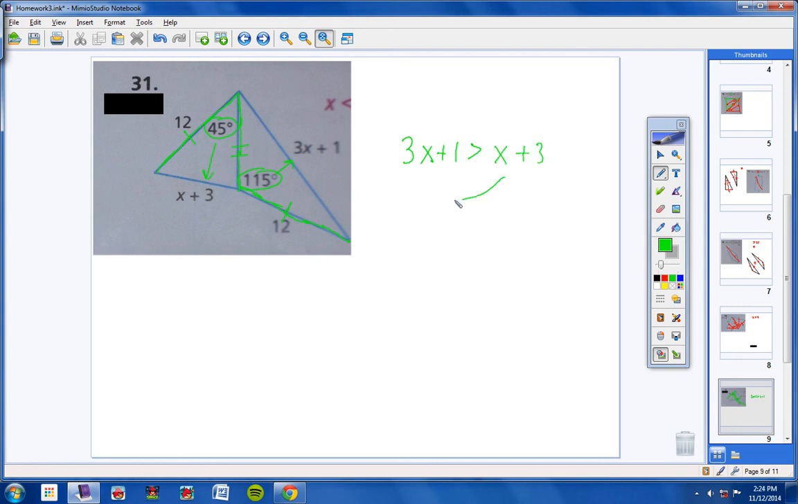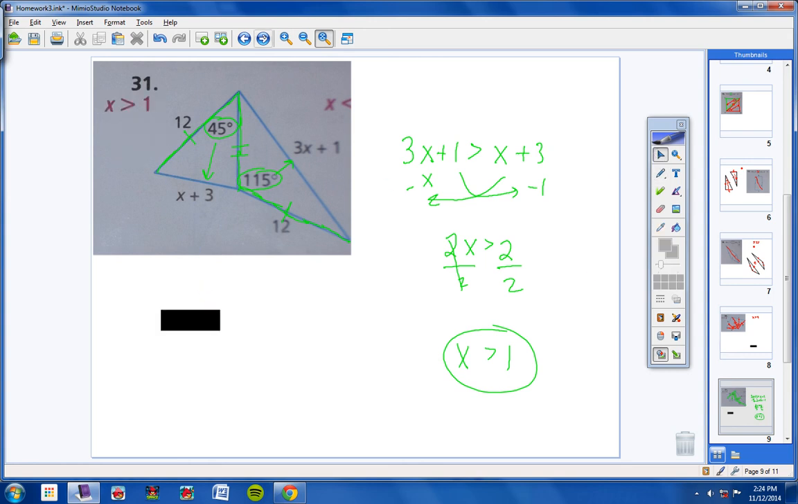So bring your x over, make it a negative x. Bring your 1 over, make it a negative 1. 3x minus x is 2x. Bring down your greater than. 3 minus 1 is 2. Now divide both sides by 2. Now you do not turn the arrow, students. You only turn the arrow when you multiply or divide by a negative number, and we're dividing by a positive number. So x is greater than 1. Okay?